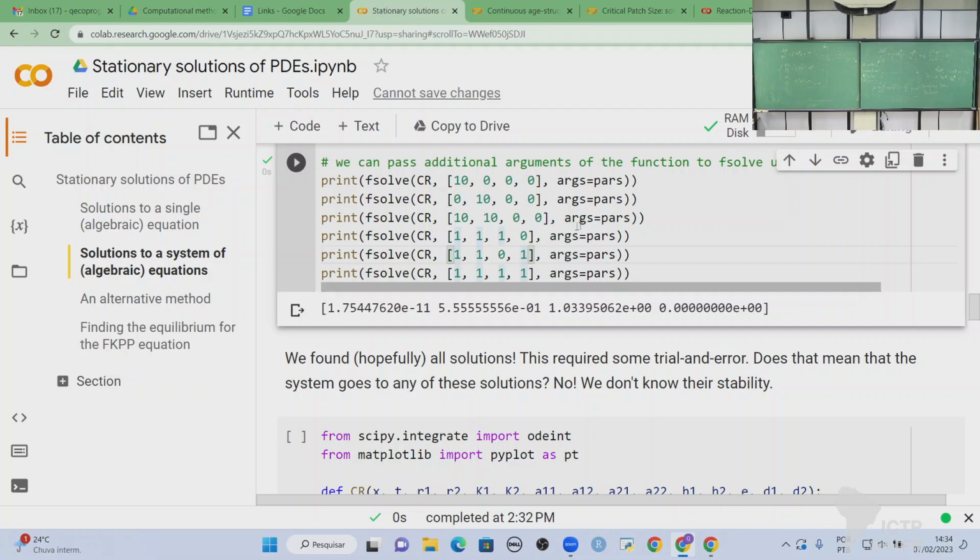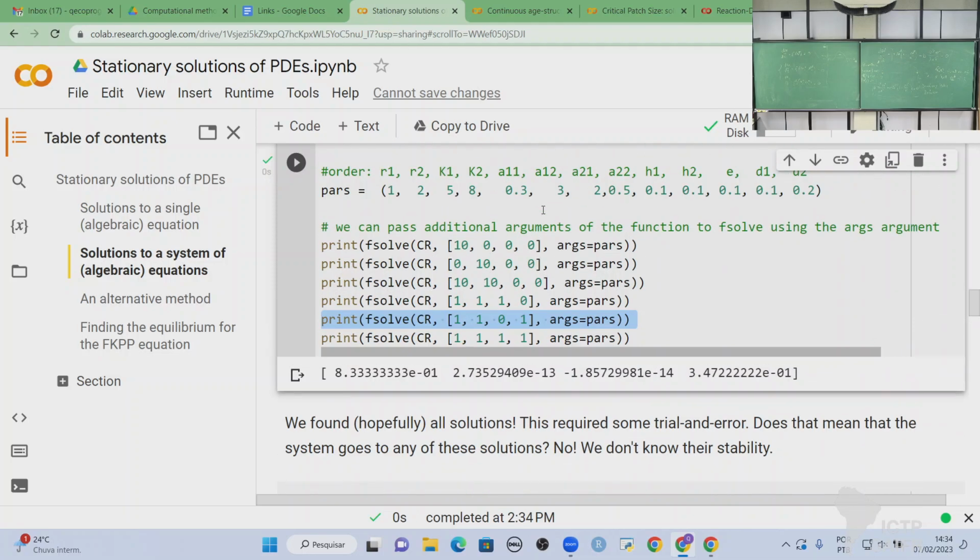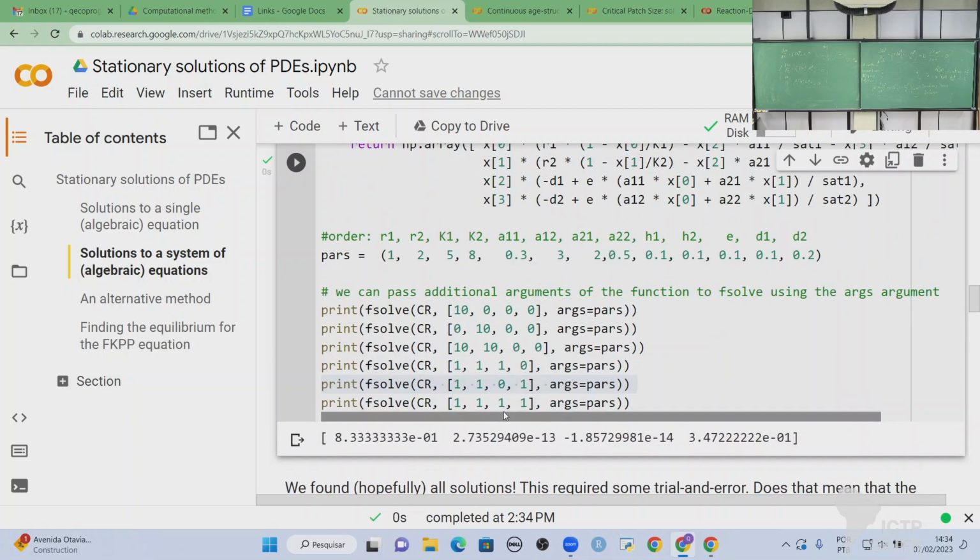Why am I saying that this is extinction? Because this is very close to 0, 10 to minus 11. Now with the other one here, I have something similar. This is now close to 0, 10 to minus 14. I have here 0.35 for the second consumer, and now the first consumer is at 0.8, but the second is going to 0. I chose the parameters in such a way that one of the consumers prefers one resource, and the other prefers the other, and then the one that is preferred is the one that goes extinct.